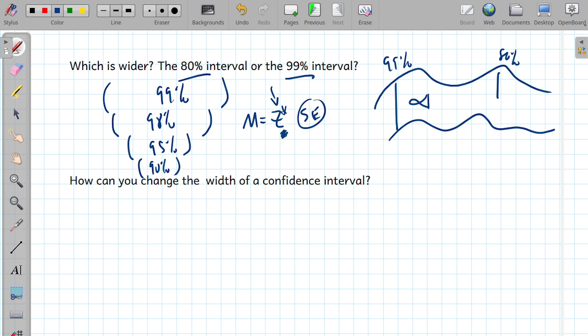Now, there's two ways to change the width of a confidence interval. We just talked about one of them. You can change the confidence level, change the confidence percent. That's one way. The other way is to simply change the sample size.